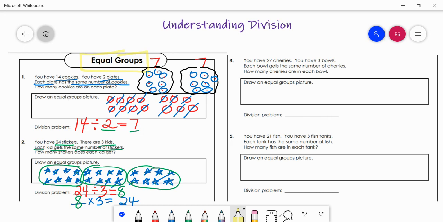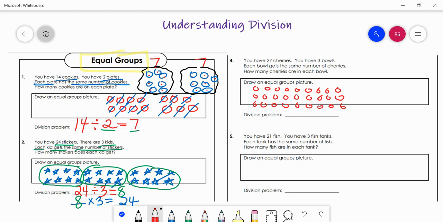So I hope that you drew out 27 cherries, because that was the first thing that you should have done. Now, if you can't draw cherries, that's okay. I'm just going to draw circles. So I have 1, 2, 3, 4, 5, 6, 7, 8, 9, 10, 11, 12, 13, 14, 15, 16, 17, 18, 19, 20, 21, 22, 23, 24, 25, 26, 27. Those are my 27 cherries, okay? That's how mine look. Yours can look different. It's all good. Now it says you have 3 bowls that you're going to put all these cherries into.